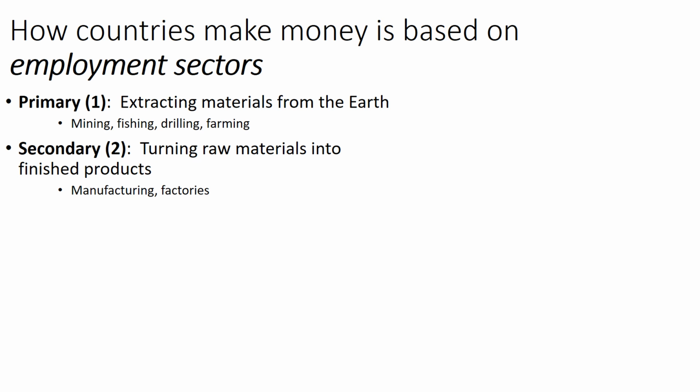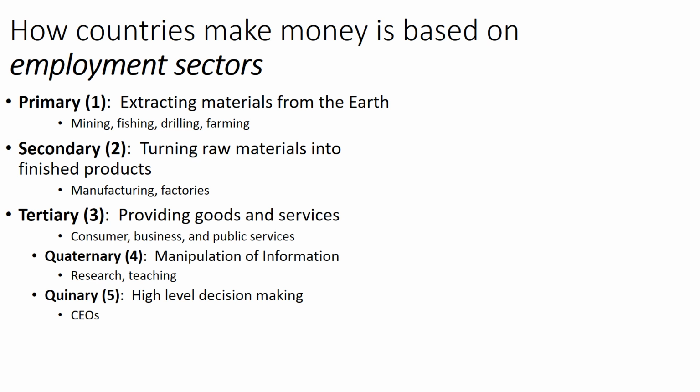The second sector, secondary sector, is turning those raw materials into finished goods. We're talking manufacturing and factories here, making actual products. Then we get into our high tier of tertiary. These are the service sectors. I'm selling you things now. I'm selling you those made goods. These are stores, this is retail, this is restaurants, all of the service sector stuff.